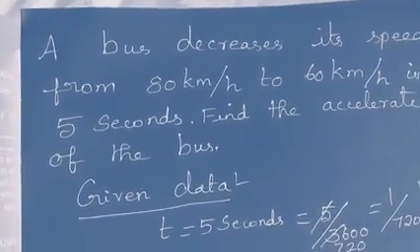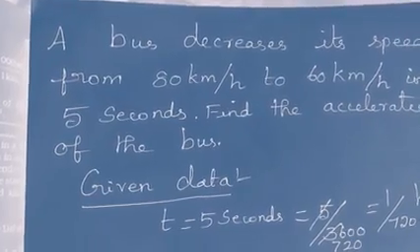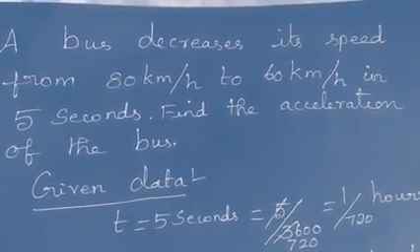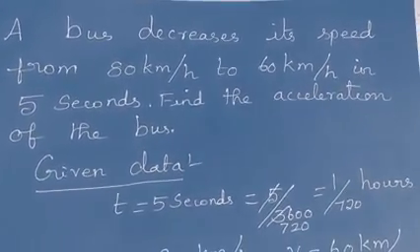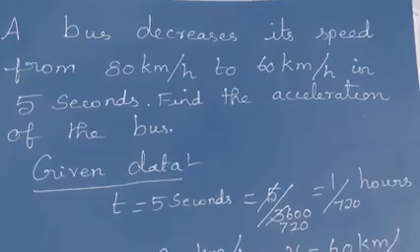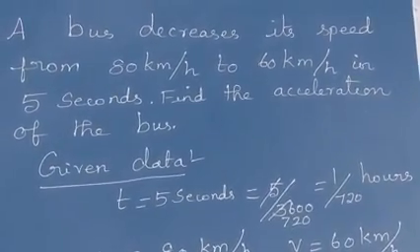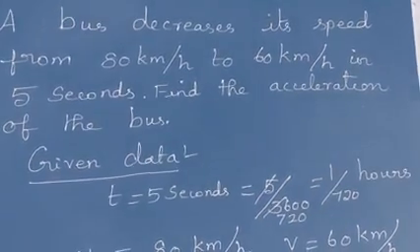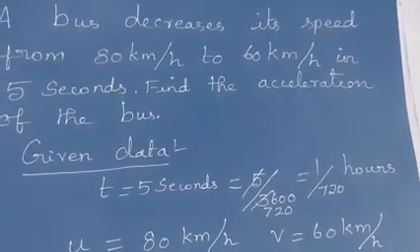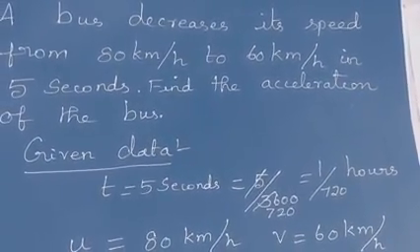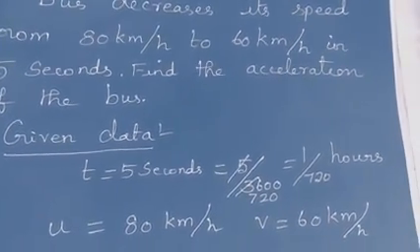Dear students, now we can solve a problem. I am reading the problem. A bus decreases its speed from 80 km per hour to 60 km per hour in 5 seconds. Find the acceleration of the bus. So first you have to write given data. So what are the data given in the problem? Time is given, it is 5 seconds.